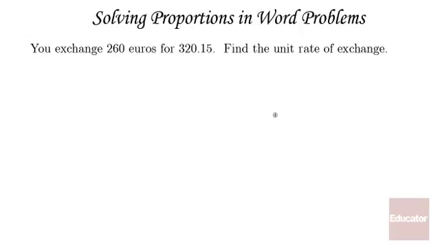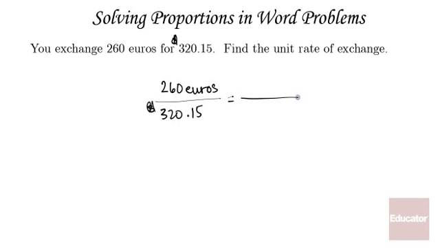Let's try solving proportions in word problems. You exchanged 260 euros for $320.15. Let's put in our dollar sign here. Find the unit rate of exchange. So if you have 260 euros for every $320.15, we're looking for the unit rate.